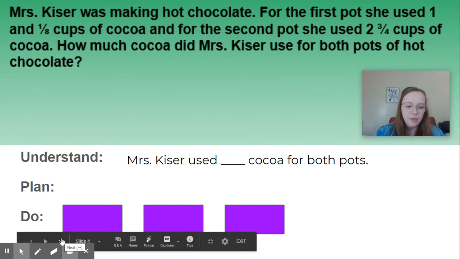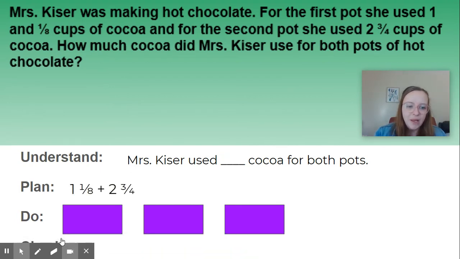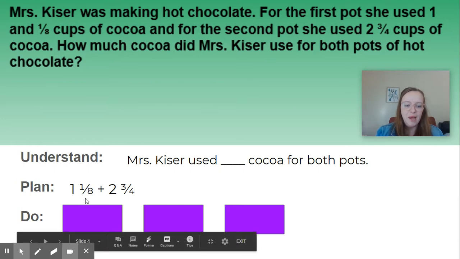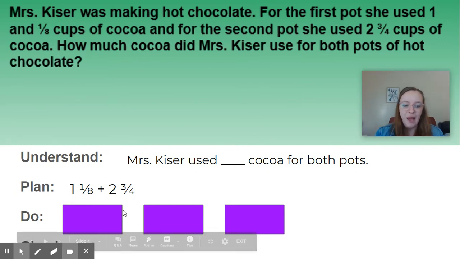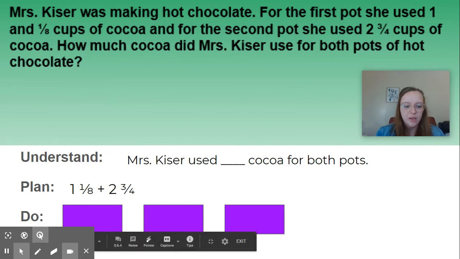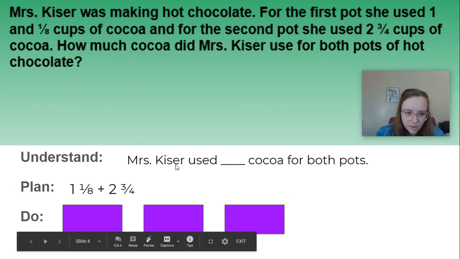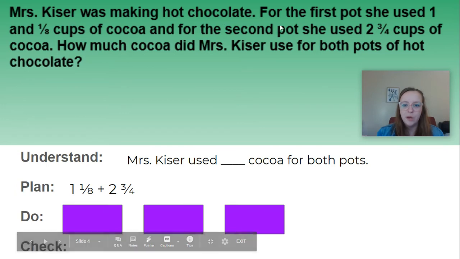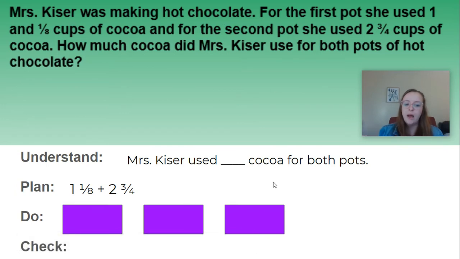So let's see what our plan is. Our plan should be to do 1 1/8 plus 2 3/4 because that's from the first pot and the second pot. So I need to add them together to see what my total is. So let's do that. I went ahead and drew my wholes. Okay, so I know that I have 1 whole cup of cocoa plus 2 whole cups of cocoa from the second pot. But now I also need to add my 1/8 and my 3/4.